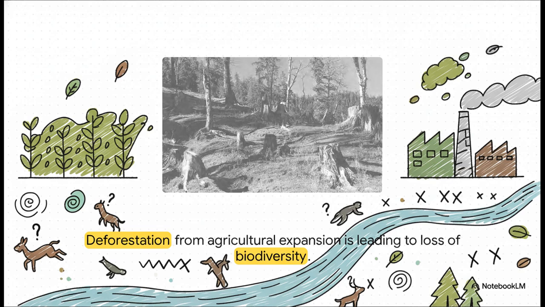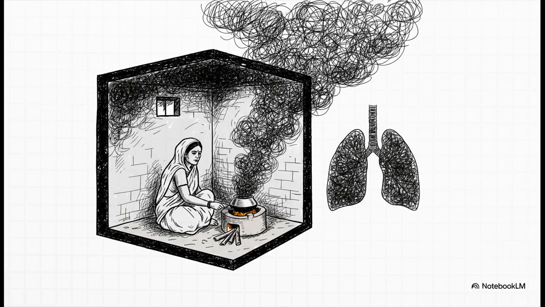When we clear forests for farming or industry, we're not just cutting down trees, we're destroying entire ecosystems and the homes of countless species, which leads to a serious loss of biodiversity. Now let's talk about pollution.